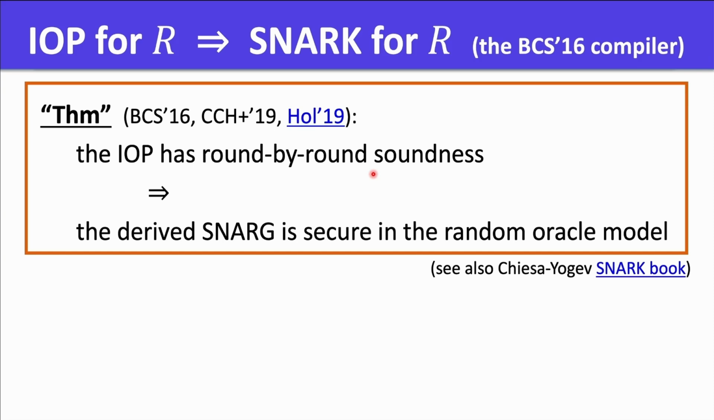And then there's a theorem that says that if the IOP has a property called round-by-round soundness, which I'm not going to define here, then the resulting system is either a SNARG or a SNARK for the relation R. And I'll mention that there is a recent book by Chiesa and Yogev. The entire book is devoted to proving that the BCS transformation is secure. So this book gives all the precise definitions for all the terms we looked at so far, and it proves that this transformation really does give a secure SNARK.